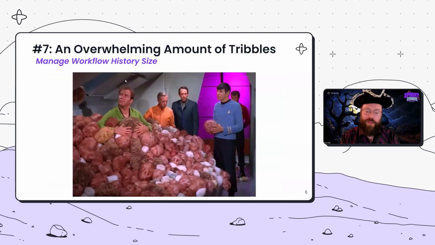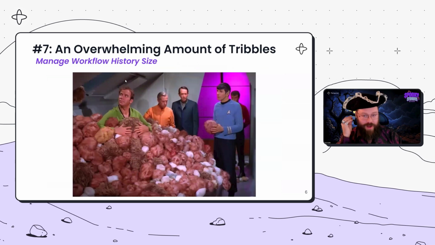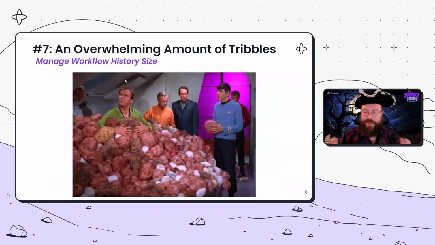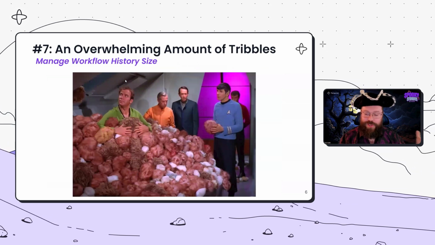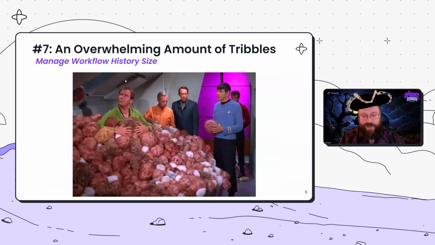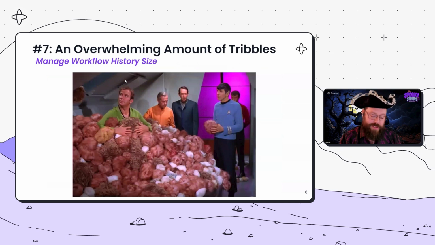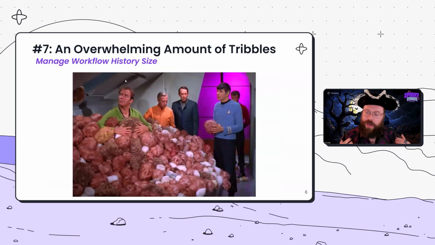Okay. All right. So, number seven, an overwhelming amount of tribbles. I am a big Star Trek fan. It's not a horror show, but there is an episode called The Trouble with Tribbles where there are just so many of these little fuzzy aliens and they sort of take over the Starship Enterprise. And the analogy for this one is Temporal workflow history size.